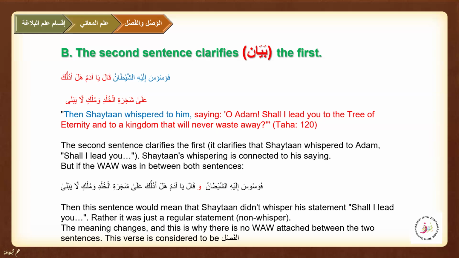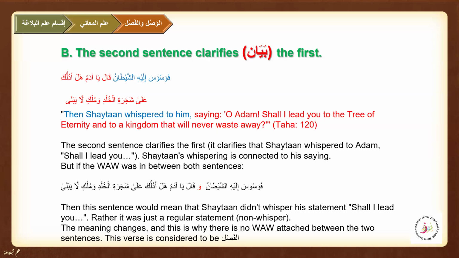So if we are going to put the wow here, that means this first sentence got separated from the second one, and that means he whispered and then he said in a regular tone, قال يا آدم. So now this sentence would mean that Shaitan didn't whisper the statement, shall I lead you? Rather it was just a regular statement, that is the non-whisper.